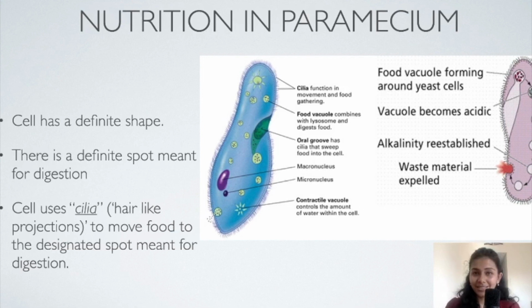So I hope you understood till here about heterotrophic nutrition, the different forms and strategies, as well as the nutrition in single-celled organisms, namely amoeba and paramecia, right?